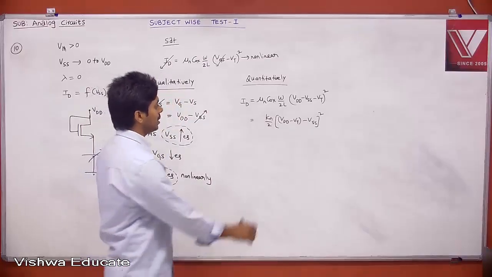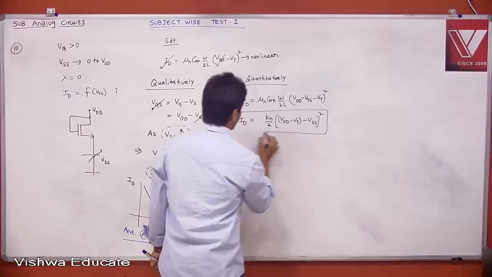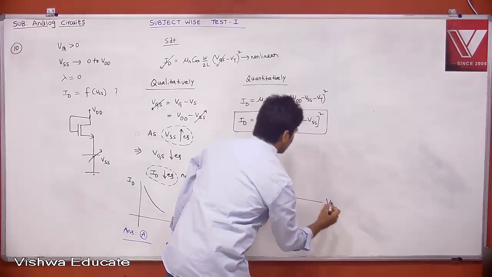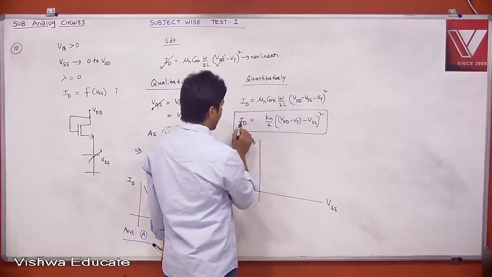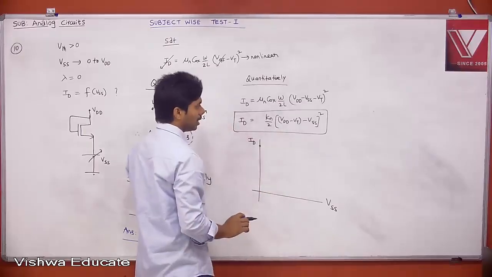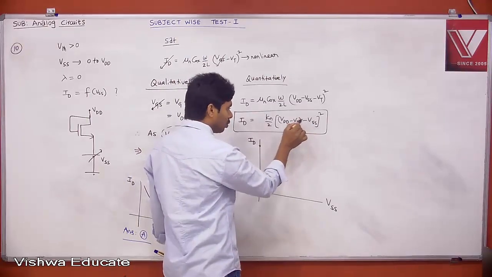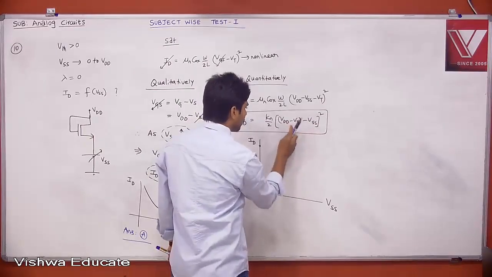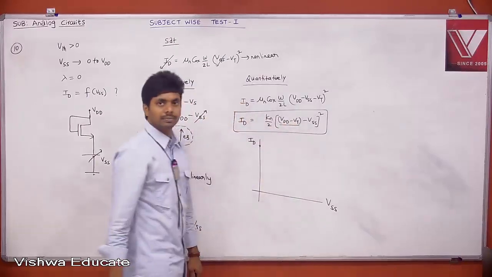Now as VSS is increasing, think from this equation. This is VSS and this is ID. When VSS is 0, ID is proportional to (VDD minus VT) whole square. That is the maximum. But VSS can go only up to VDD minus VT. When VSS is equal to VDD minus VT, then ID will be 0.